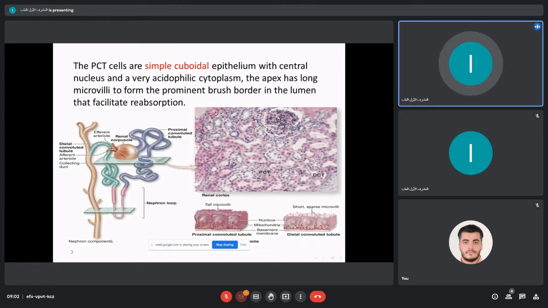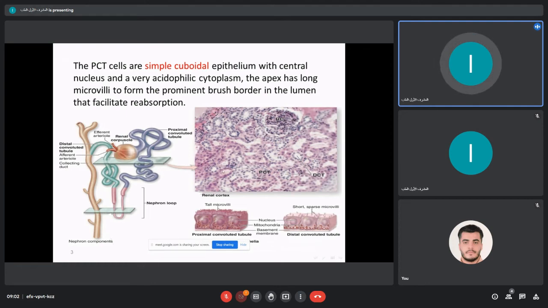And this section shows the renal corpuscle, this network of capillaries, the capillary tuft. The surrounding capsule is lined by parietal epithelial cells, and this is the capillaries, and the space between the capsule and the capillaries here is the urinary space. So this is the structure of the renal corpuscle.